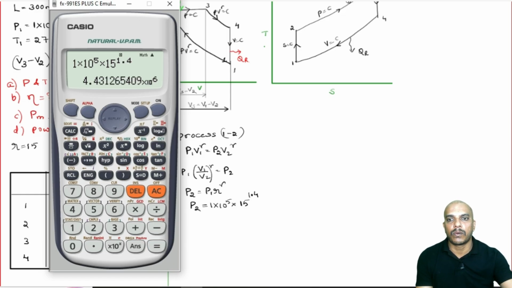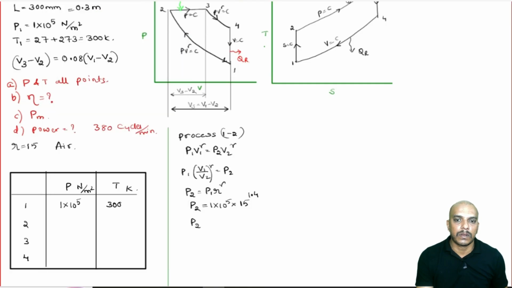So, this is 4.43 into 10 power 6 Newton per meter square. So that is our pressure after compression.